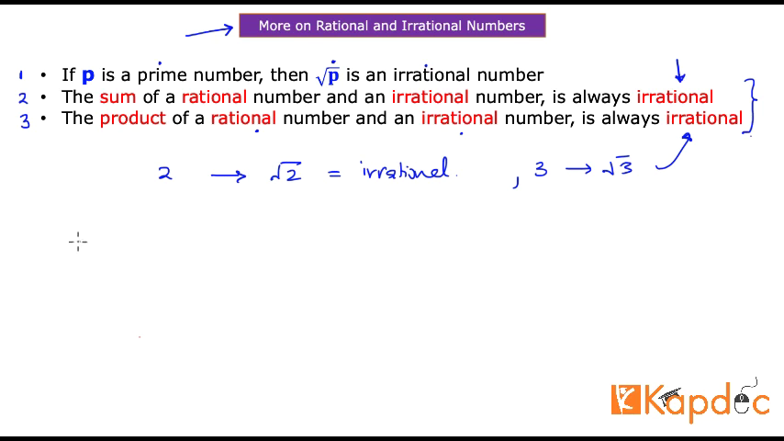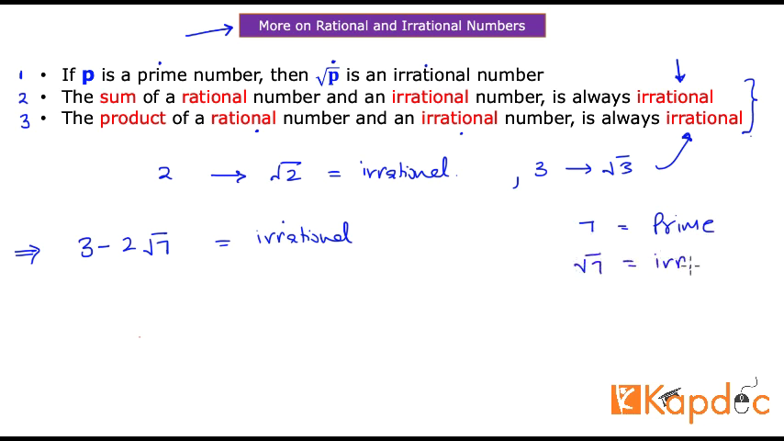So my first example is to identify whether the number 3 minus 2 times square root of 7 is rational or irrational. I will say that this is an irrational number. Without actually doing any operation, we can tell that it is irrational. How do we come to this conclusion very quickly? I know that 7 is a prime, so the square root of 7 will be an irrational number.